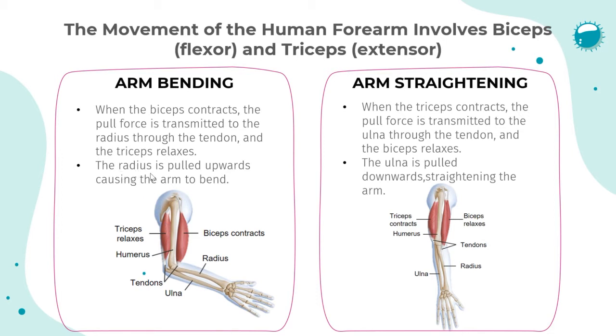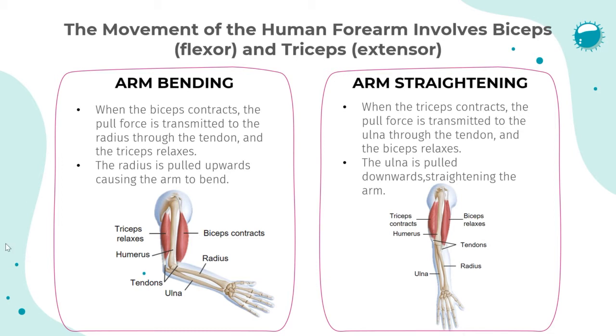The radius is pulled upwards. Now the radius here is pulled up, and that causes the arm to bend. So make sure you can explain what happens when we bend our arm.